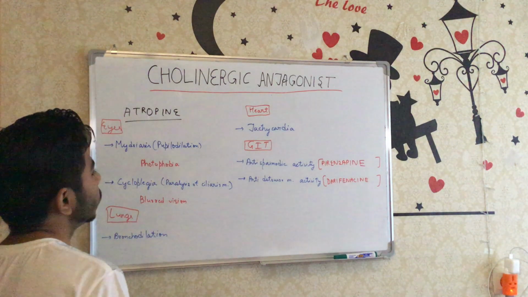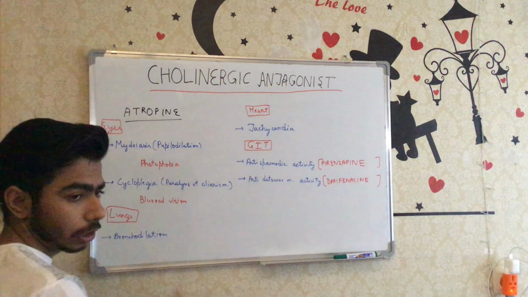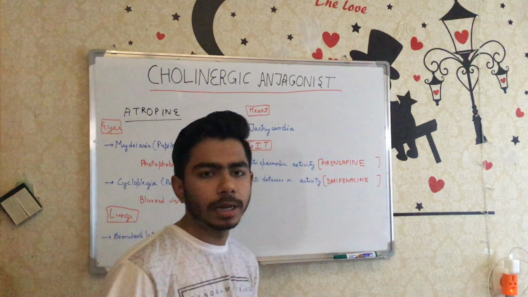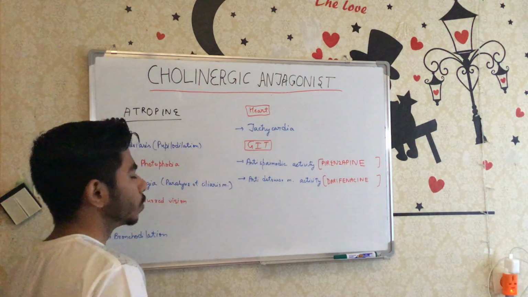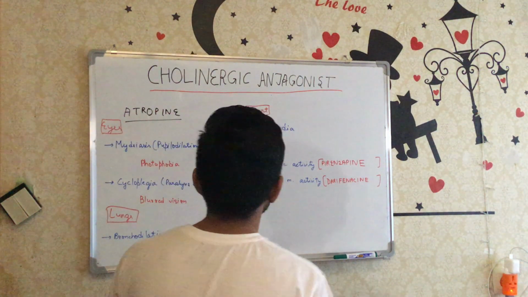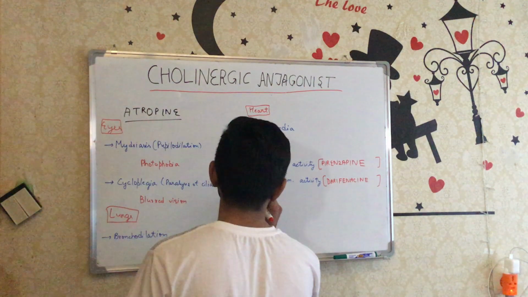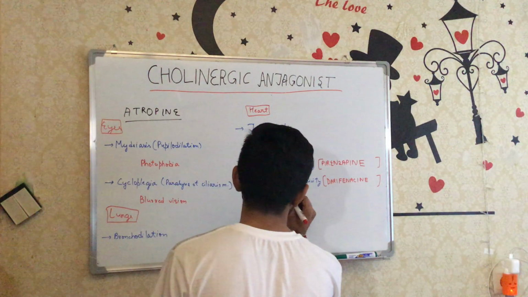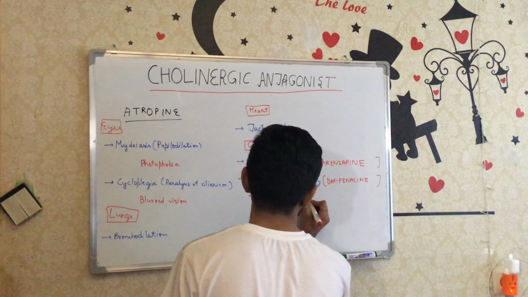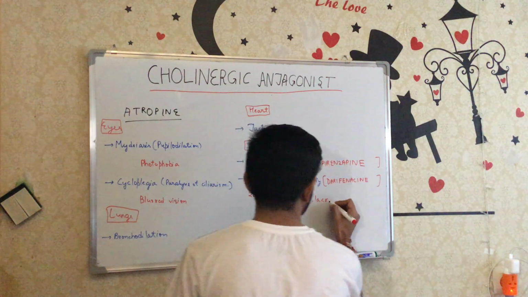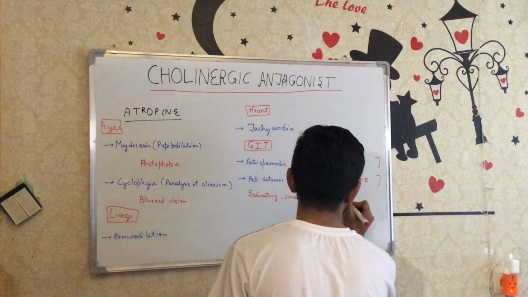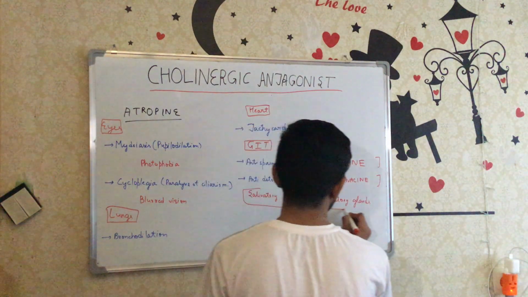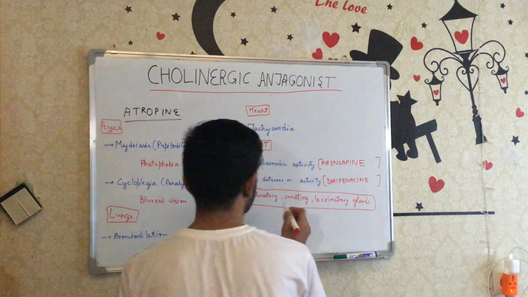So these are the activities as far as GIT is concerned for the atropine. Now let's talk about the salivatory glands, sweating glands, or lacrimatory glands, what the atropine is doing over there. So let's talk about the activity of the atropine over there.